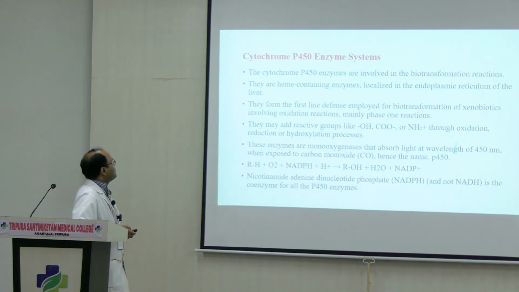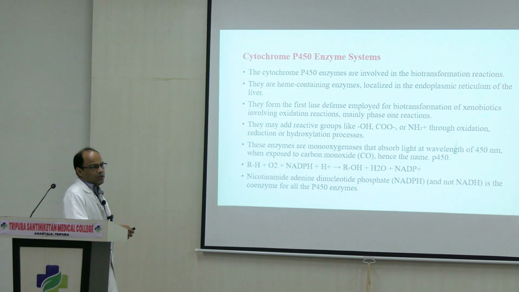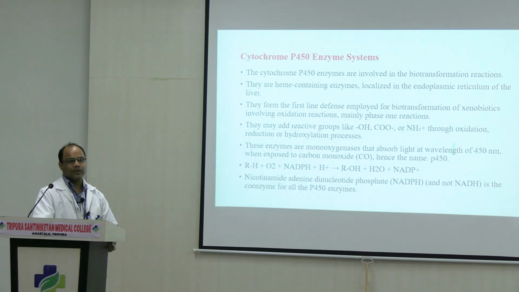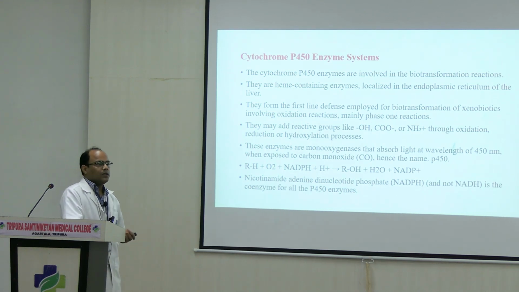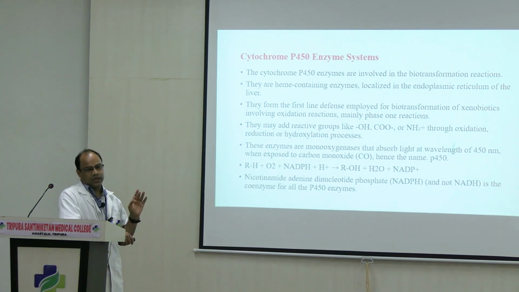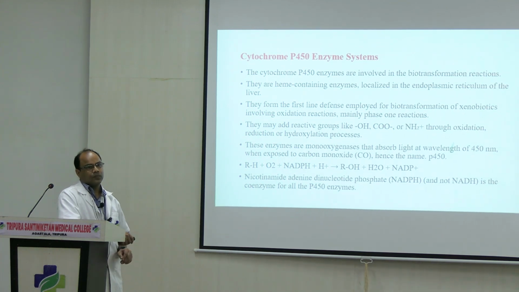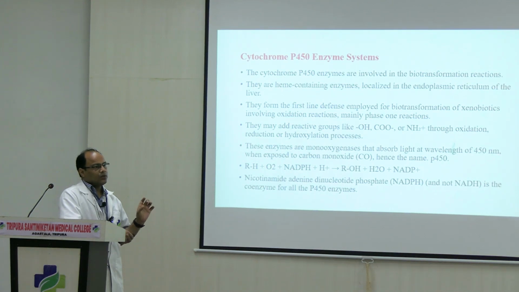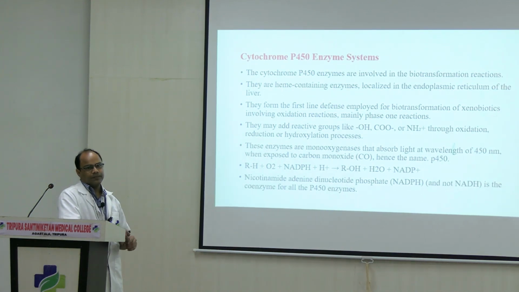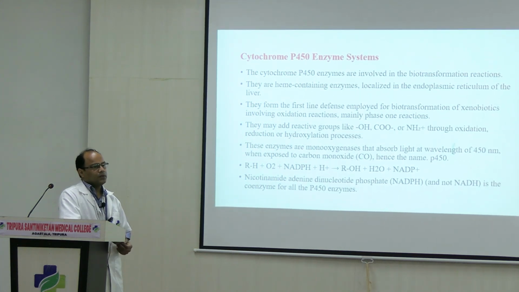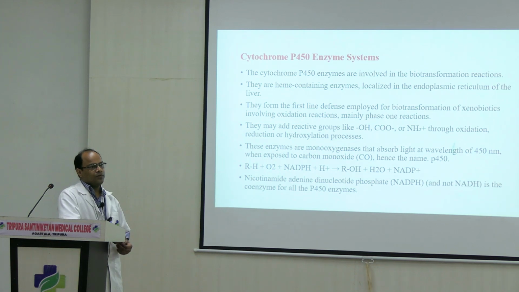Let's go. This is very important. You may be asked in the exam for a short note on the Cytochrome P450 system. These are enzymes present in the liver, in the endoplasmic reticulum. They are heme-containing enzymes. They show maximum absorbance at 450 nanometers in the presence of carbon monoxide gas. This is the reason they are named P450.